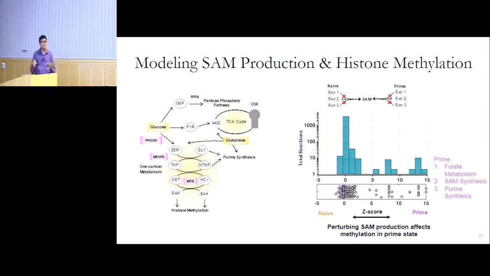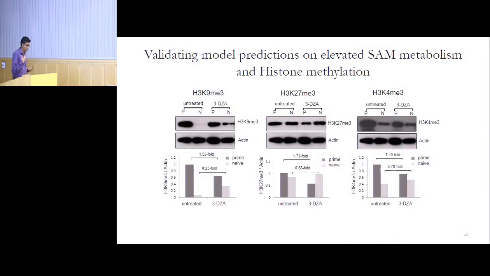So if that was the case, if you perturb this pathway, then that should affect the prime cells more than the naive cells. So we used another metabolic inhibitor called DZA. DZA inhibits the production of S-adenosylmethionine. And what we observed was that when you looked at three major histone methylation marks, H3K9, H3K27, H3K4, we saw that methylation in prime cells was decreasing considerably compared to naive cells.